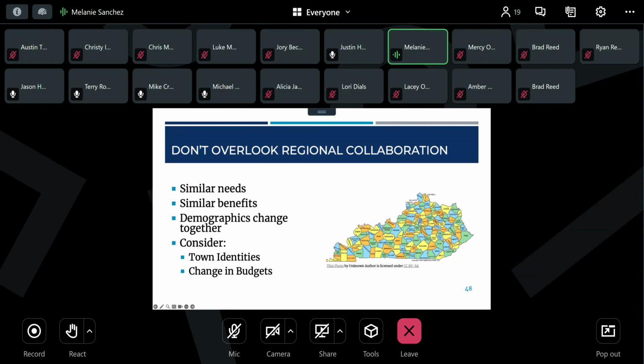And obviously, it's not always easy to work with neighboring towns or cities. Identities change quite a bit, whether you're in one region or another. I think the bigger difference is that there's a lot of communities that people don't really interact with much, so they tend to see themselves as different. But it's definitely worth it if you can find common ground.